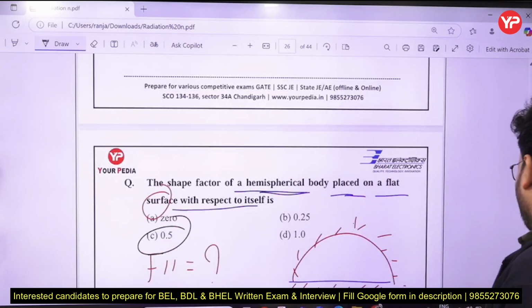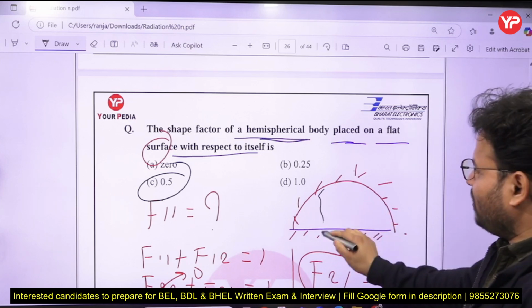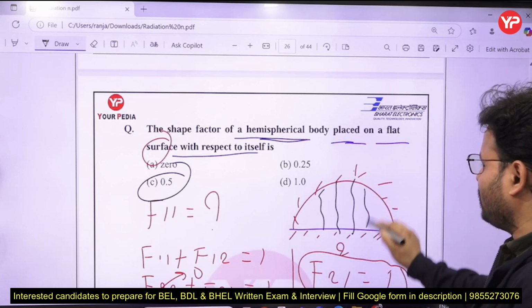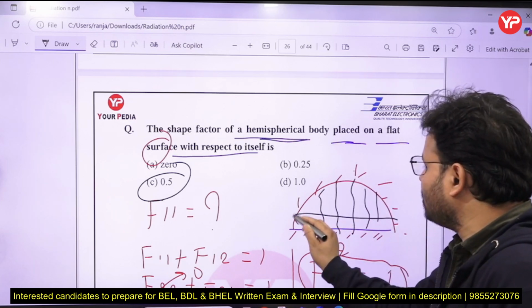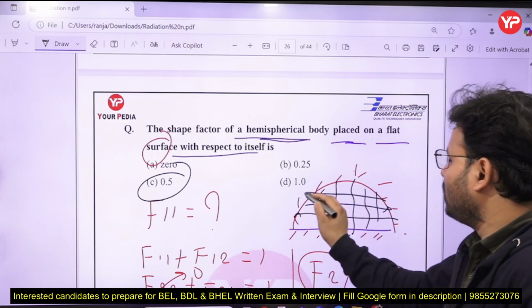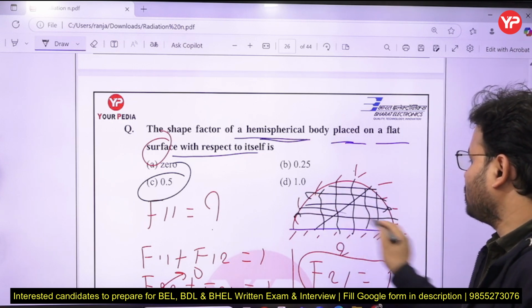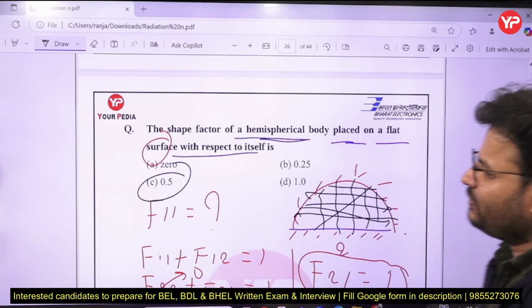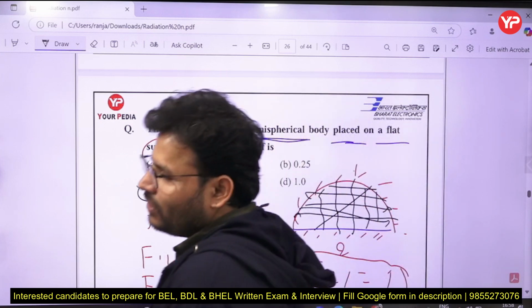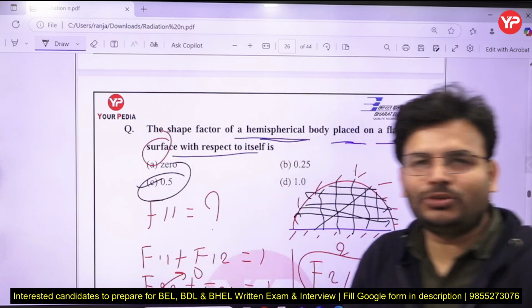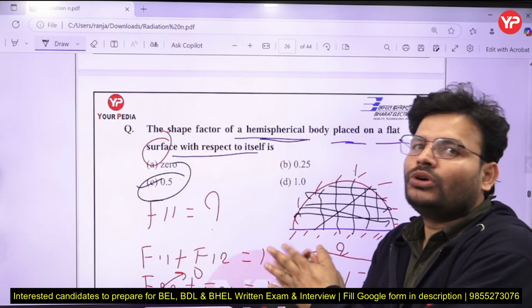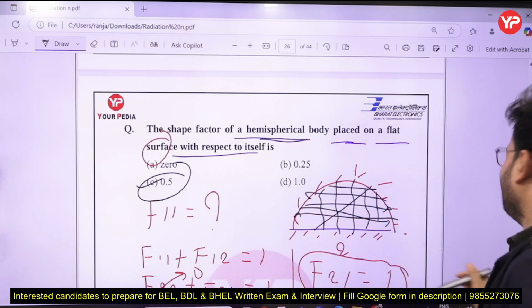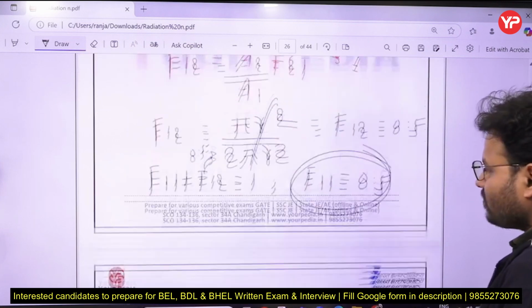And in fact we can know the energy which is coming from there will go to that surface, no problem, but the energy from that surface goes like that. So here we can say 50% is going to itself only. Whatever energy you emit, 50% will go to the surface itself.